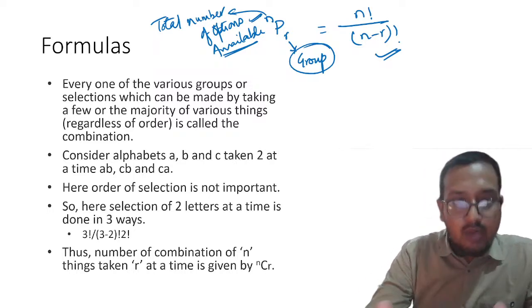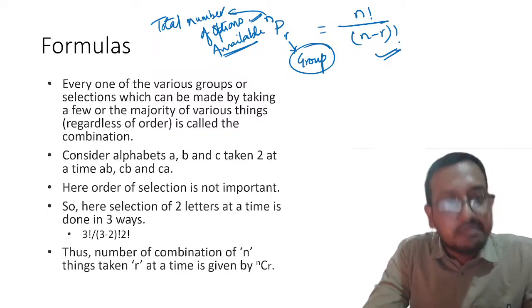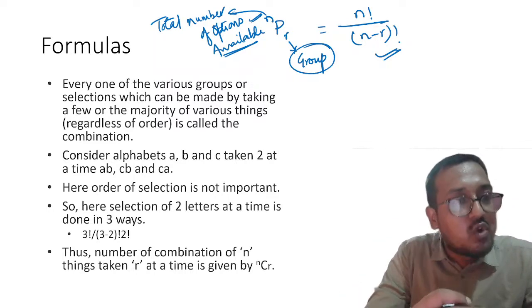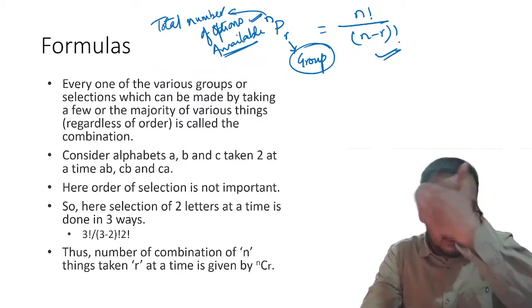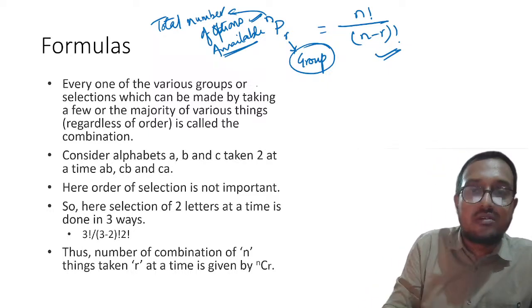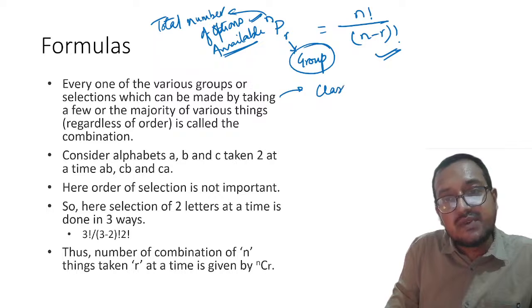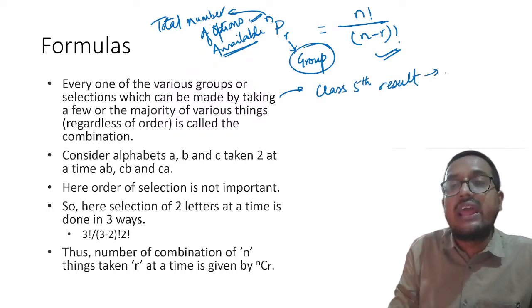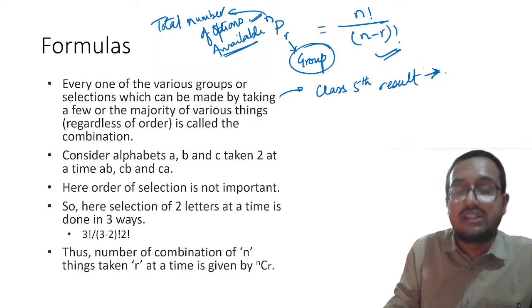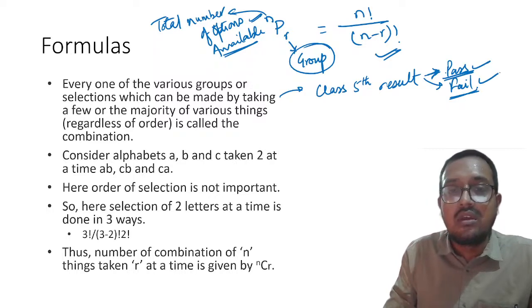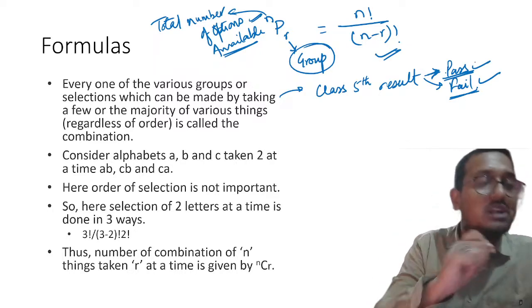Clear? Now my dear students, suppose in some cases orders do not matter. For example, let us say class 5th result. These days you know that no rank is given to any student, right? So all are either pass or fail, right? So my dear students, here order does not matter.